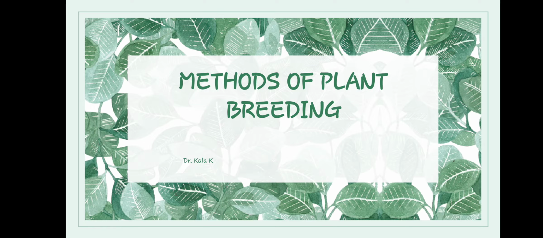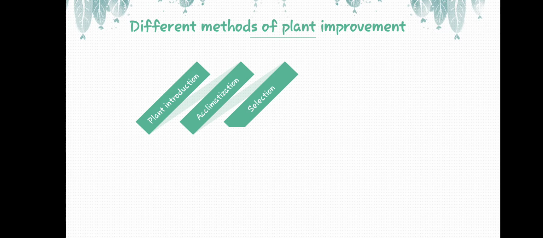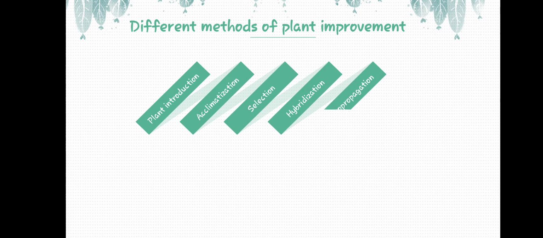So, how is it done? What are the various methods of plant breeding? That's what we are going to discuss today. So, there are different methods of plant breeding. Plant breeding is also called plant improvement or crop improvement. Okay. So there are different methods.